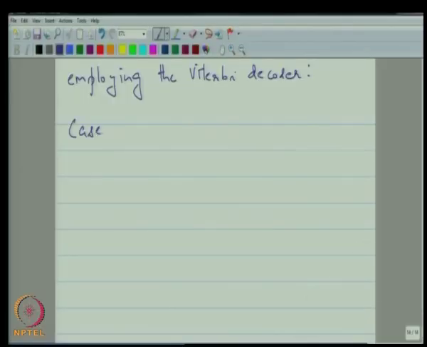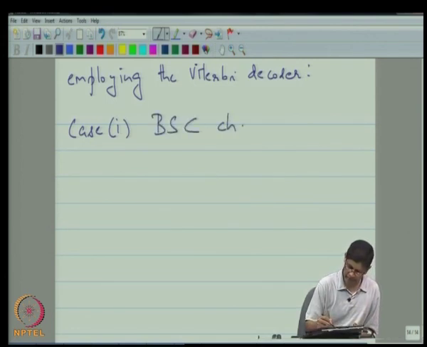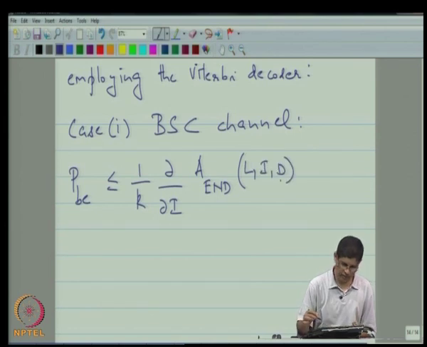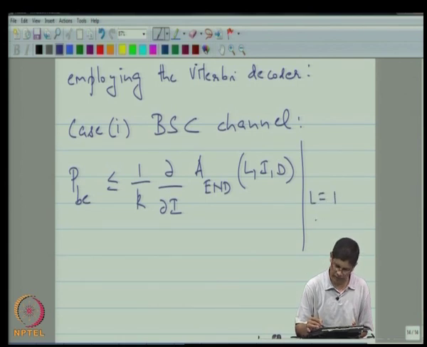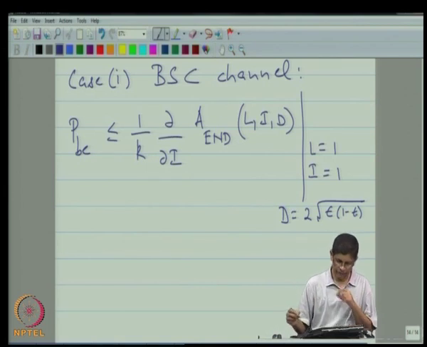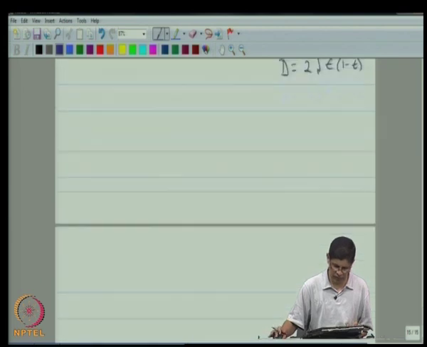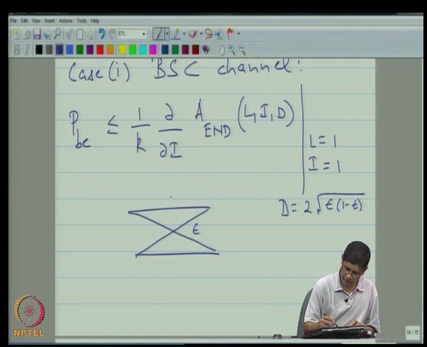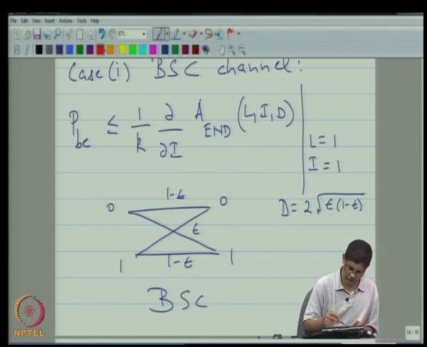So, case 1, in the case of the binary symmetric channel, we have that the probability of bit error is less than or equal to 1 upon k times del by del I of A and L I D, where after differentiating, you set L equal to 1, I equal to 1, and D equal to twice root epsilon into 1 minus epsilon. Here of course, epsilon is the crossover probability of the binary symmetric channel.